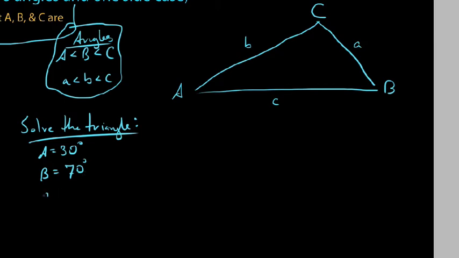How about we go with side length A? And I like the metric system here. So we say A is 8 centimeters. The most important thing is that we start by sketching the triangle that goes with this. It's not drawn to scale, but we can say this. What do we know about this triangle? We know that angle A is 30 degrees. We know that angle B is 70 degrees, and side length A is 8 centimeters.